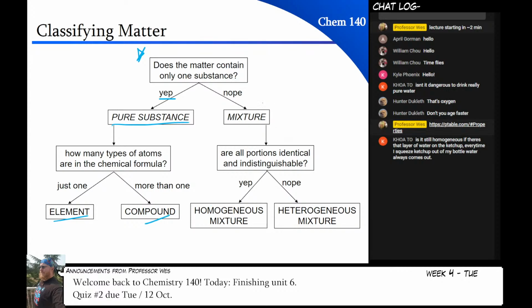If the answer is no, there are multiple things in the bottle, then you have a mixture. And then you just examine, are all the portions indistinguishable, yes or no?